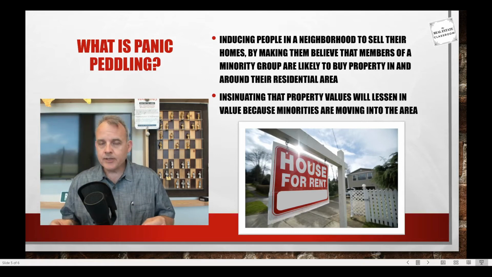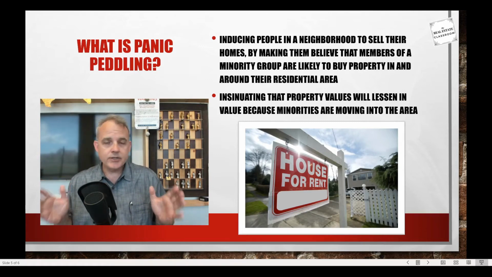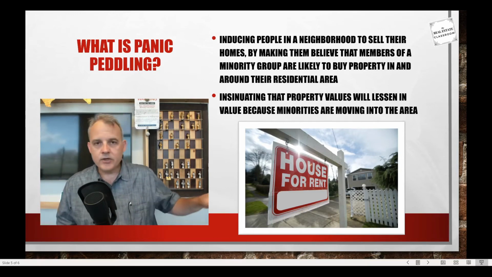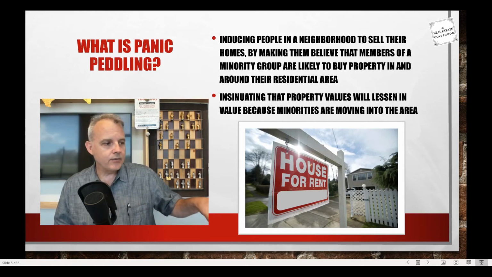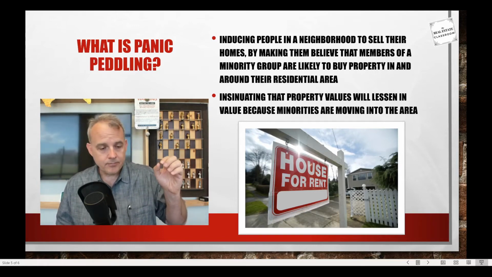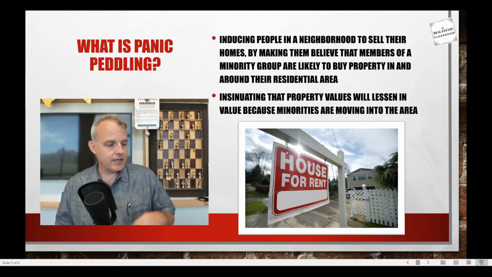Now, panic peddling is where I, the agent, would go to a homeowner, knock on the door and say, hey, just FYI, there's a lot of minorities moving into this neighborhood. Or another one that was used a lot is there's low-income housing coming into this neighborhood, and the residents of those low-income housing units are minorities. And if you don't move soon, your property values are going to plummet because of that. So let's get your property listed for sale. Let's sell it.